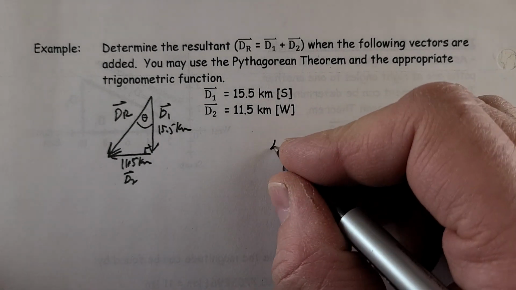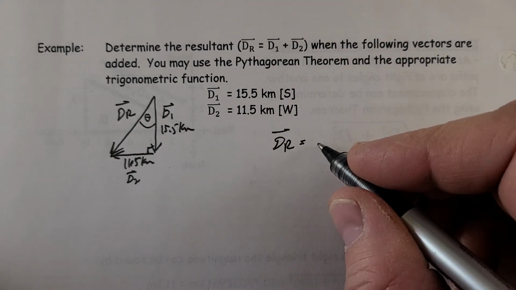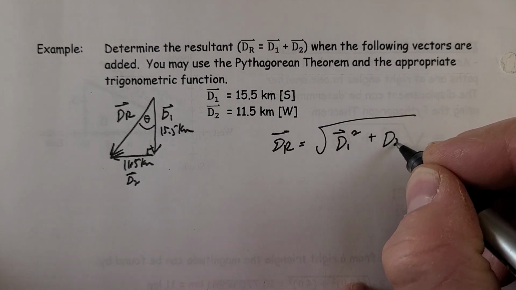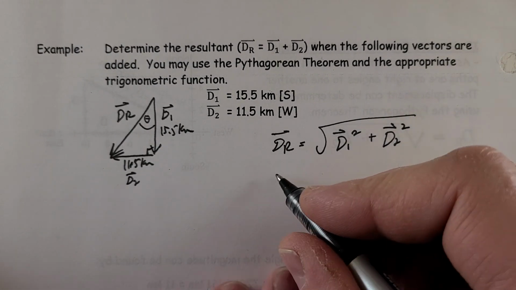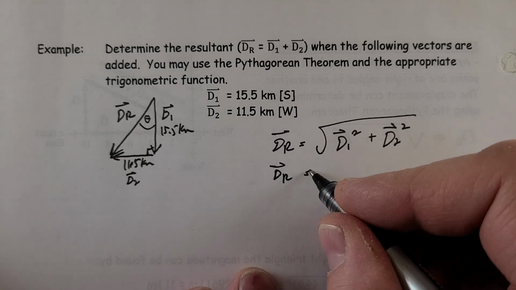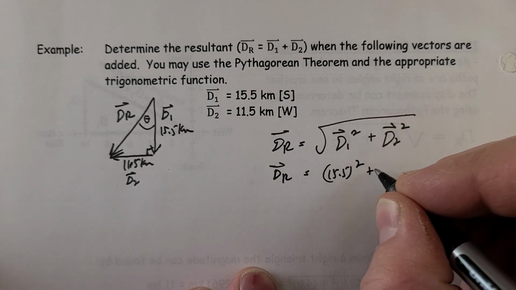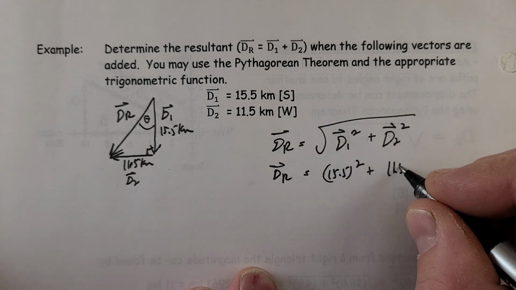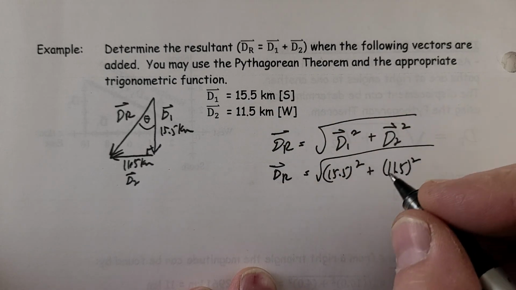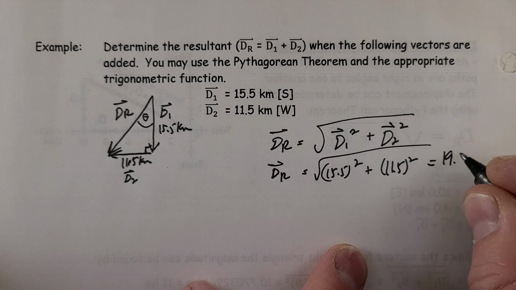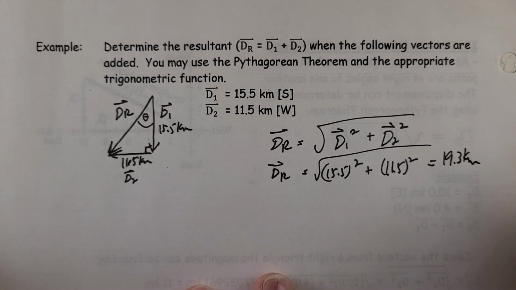To figure out dR, it's just a case of D1 squared plus D2 squared, and then taking the square root of all of that. In our case, D1 is 15.5, D2 is 11.5, and then take the square root of all of that. I think I get 19.3 kilometers.